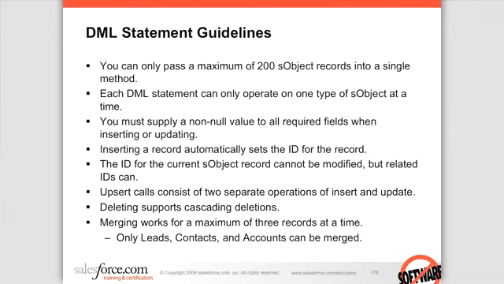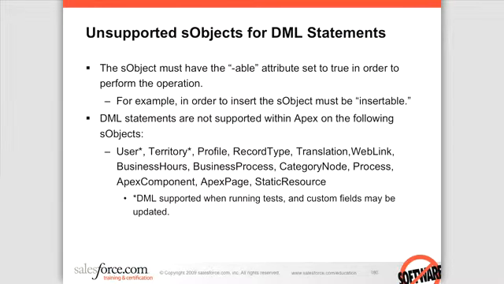When we perform our deletion, it supports a cascading deletion when we have our master-detail relationships. And then the merging, just so you know, it works much like in the GUI. It works on 3 records at a time, and it's limited to leads, contacts, and accounts. There's a reference to this. The SObject must have the able attribute set. If we go back, here it says, for example, in order to insert the SObject must be insertable.